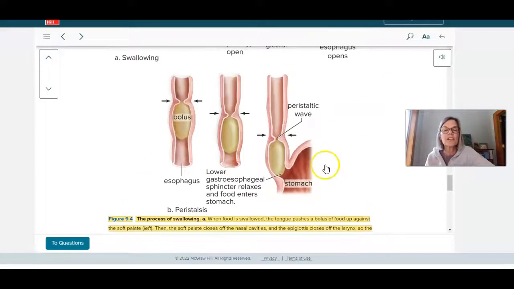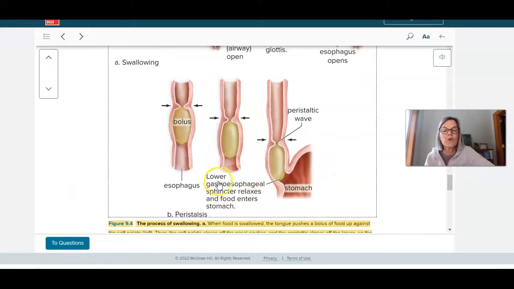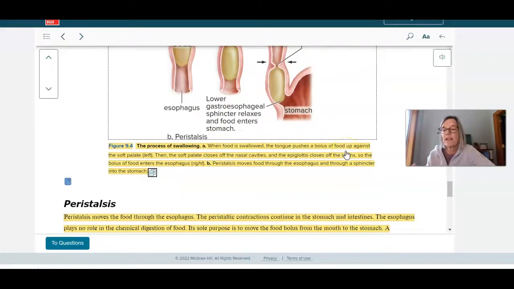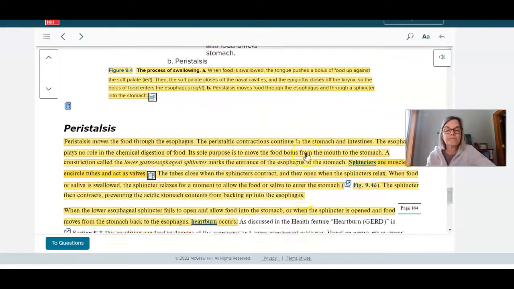There's a term here that says the lower gastroesophageal sphincter. A sphincter is a round muscle that closes a tube. So we have sphincters at the top of our stomach, at the bottom of our stomach, closing the tubes to enter and leave the stomach. The anus is a sphincter too, that closes off our digestive tract, so we defecate in a controlled manner.